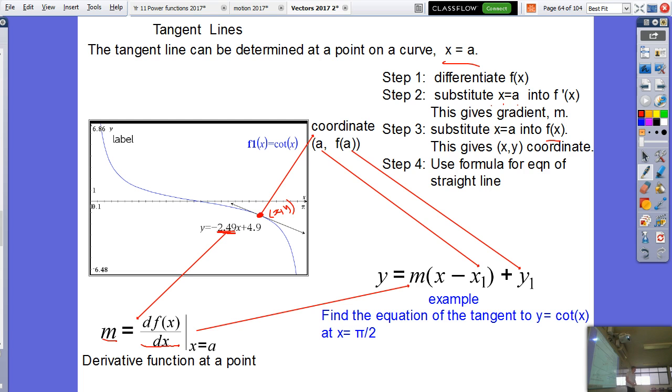And then all that working out, all that information goes into this rule, the formula, y equals m times x minus x1 plus y1 to get your straight line.